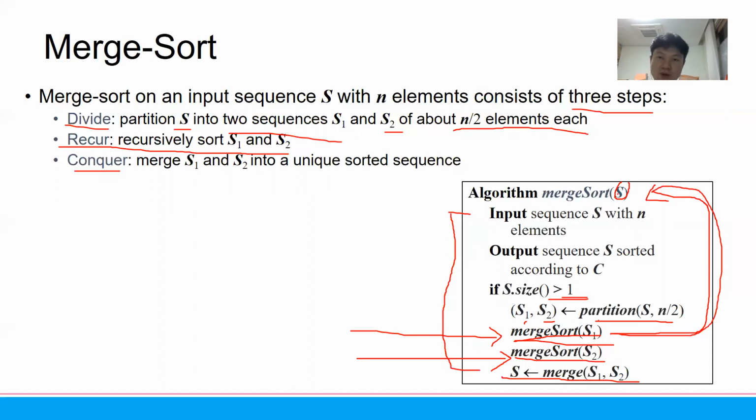We will do the S1, and if S1 is greater than 1, then the S1 will be split into 2. Again, if the S1 is not the leaf node, then again we will do the merge sort, and then again we will do the partition into 2, and so on.